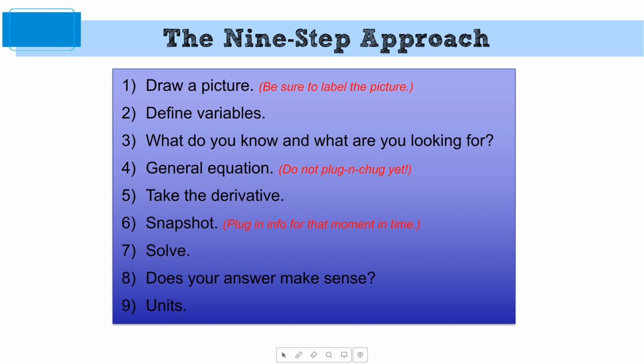Is that person falling off the ladder at feet per second, at meters per hour?